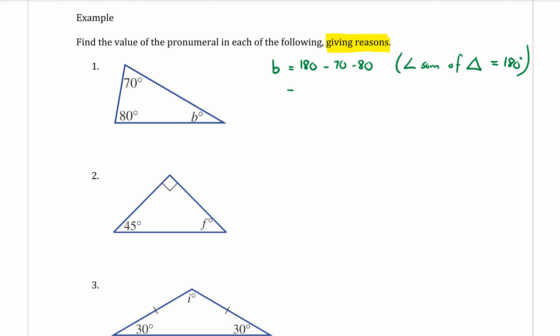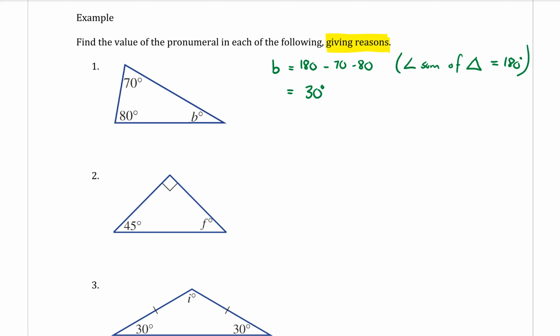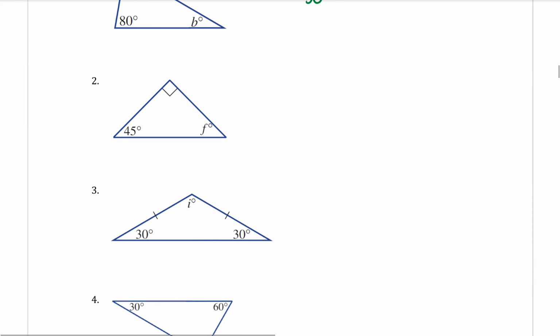All right, then we still need to find out what b is equal to. So we start with 180, we subtract off 70, we subtract off 80, and that means that b is equal to 30 degrees.